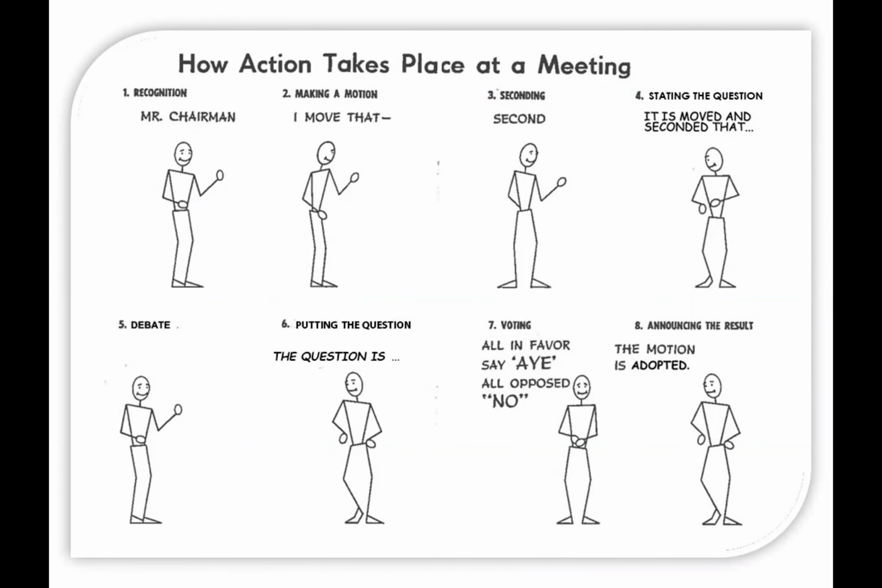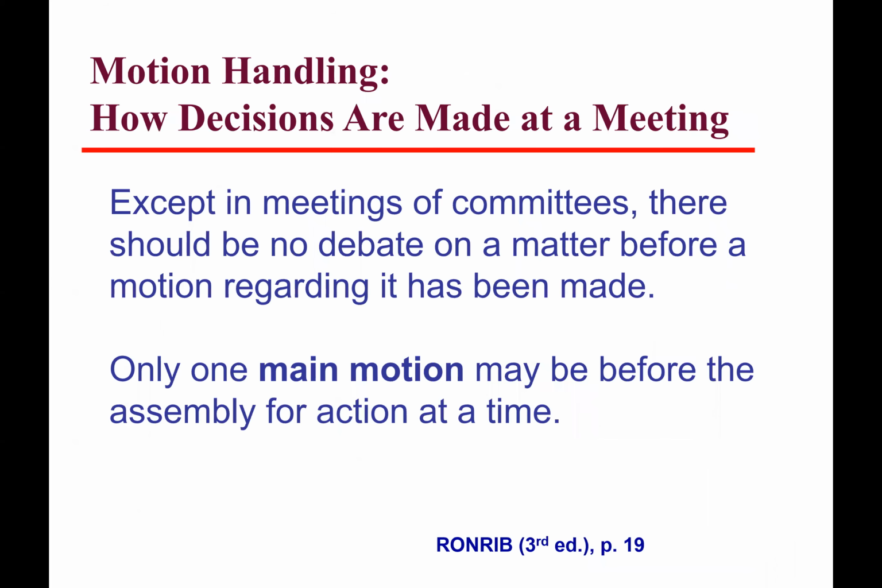And this is a nice little sketch or diagram of how action takes place at a meeting, particularly how a main motion is going to be made and work through its process. You see it has here 8 steps. There are different ways it could be looked at, but I like this diagram for separating it out as you see. And we'll be going through each one of those steps one at a time.